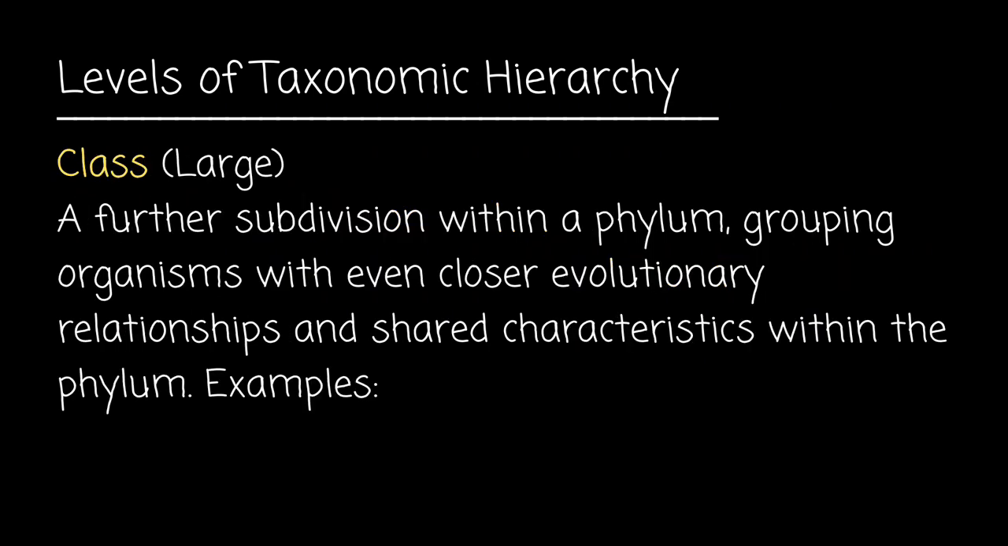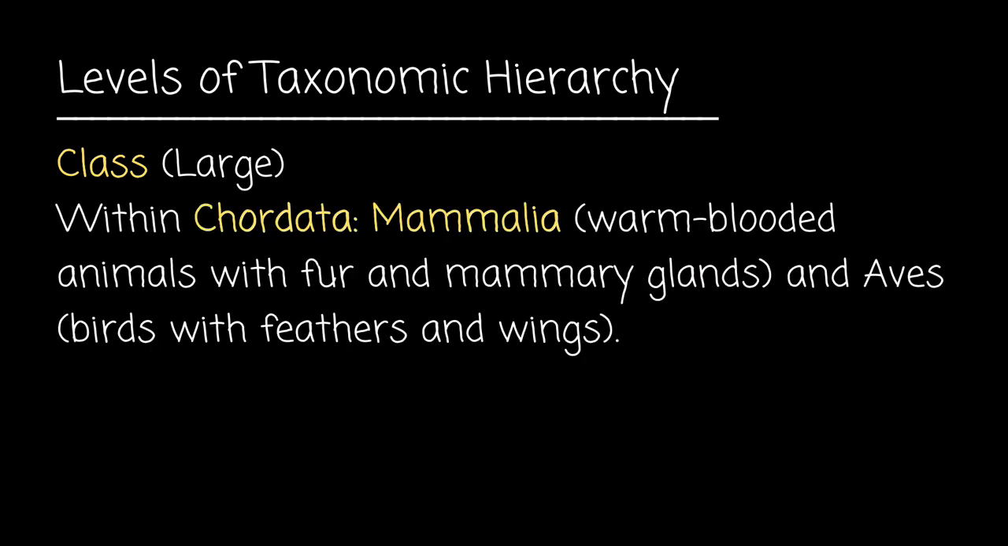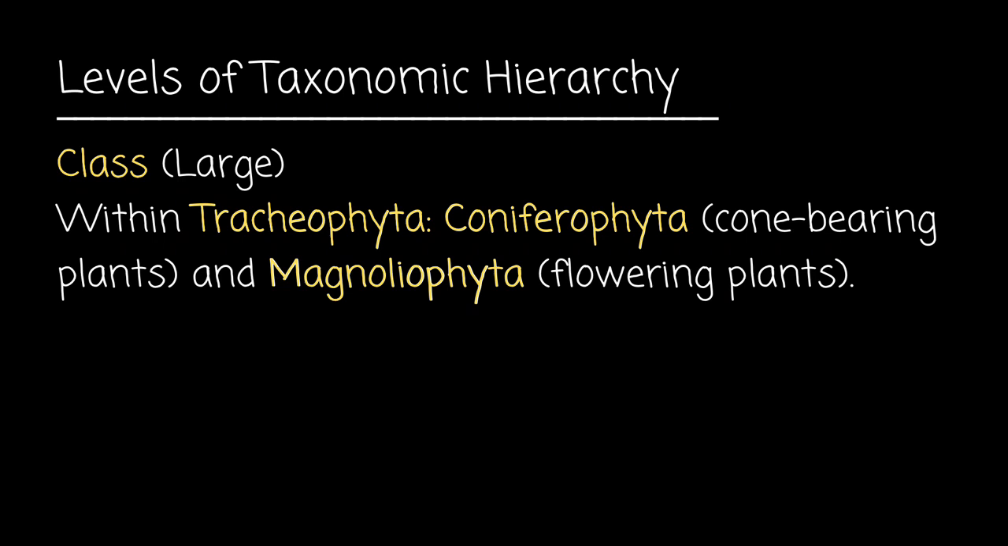Next, we have class, a further subdivision within a phylum, grouping organisms with even closer evolutionary relationships and shared characteristics within the phylum. Examples: within Chordata, Mammalia, warm-blooded animals with fur and mammary glands, and Aves, birds with feathers and wings. Within Tracheophyta, Coniferophyta, cone-bearing plants, and Magnoliophyta, flowering plants.